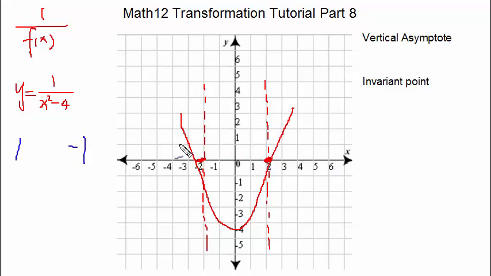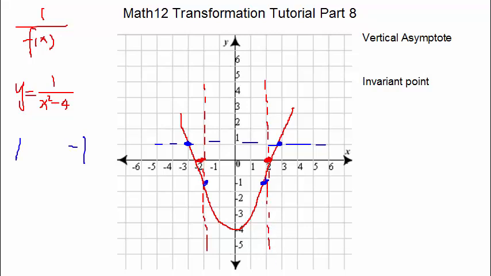So on this line here, we're going to have an invariant point here. And then on -1 here, we're going to have another. Sorry about the drawing here. So we're going to have 2 invariant points in this question. We have vertical asymptotes, and we have invariant points. These 4 pieces of information are enough to draw the graph. Let's see how to draw it.